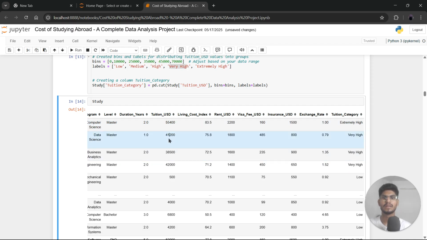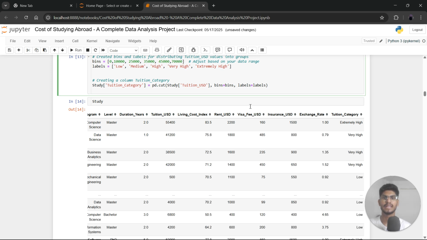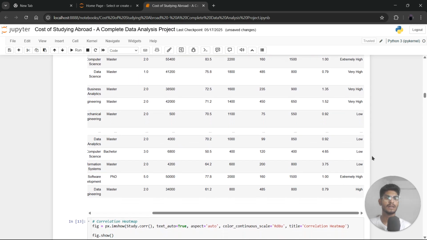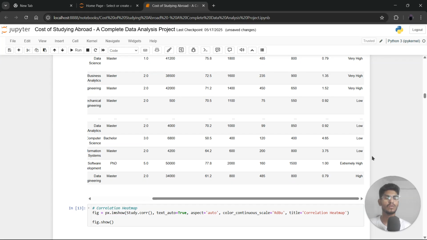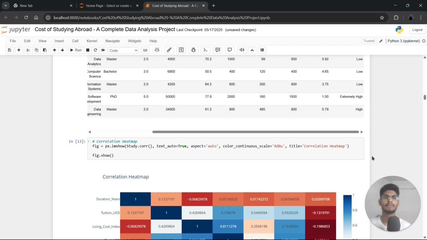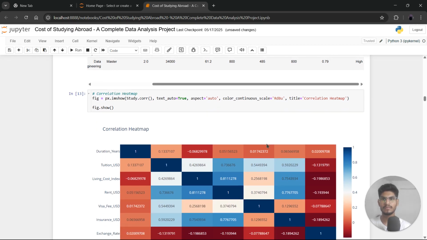If the value falls between 35,000 and 45,000, then it is very high. So we have created this column to identify whether the tuition fees are high, low, medium, and so on.